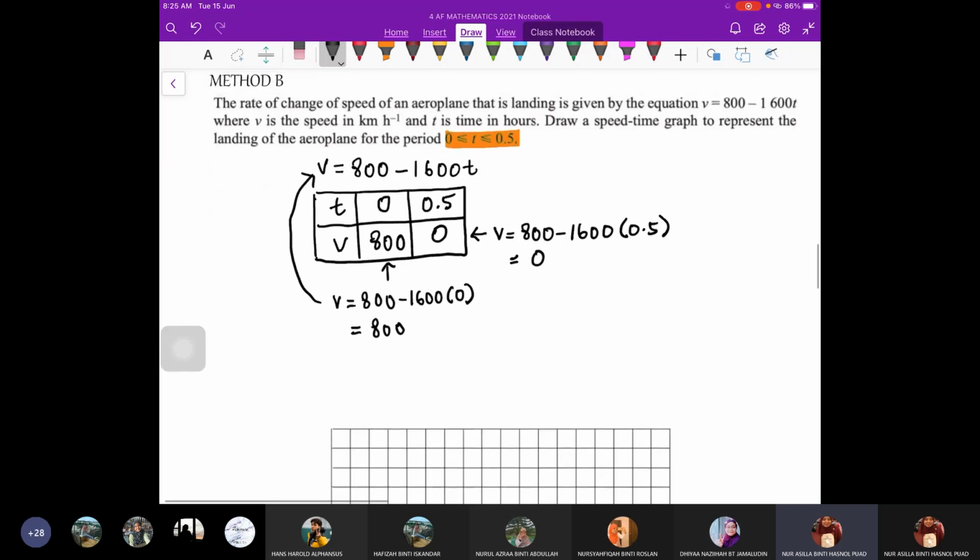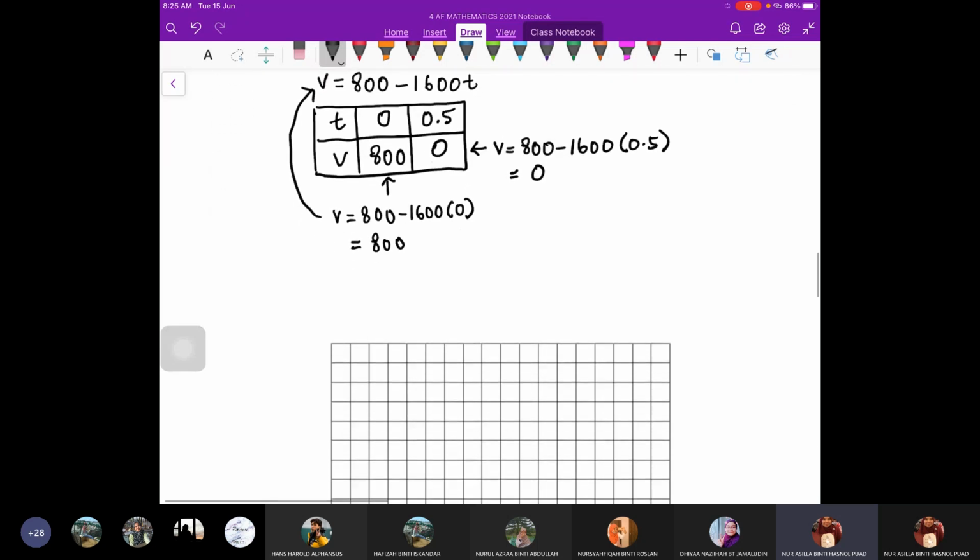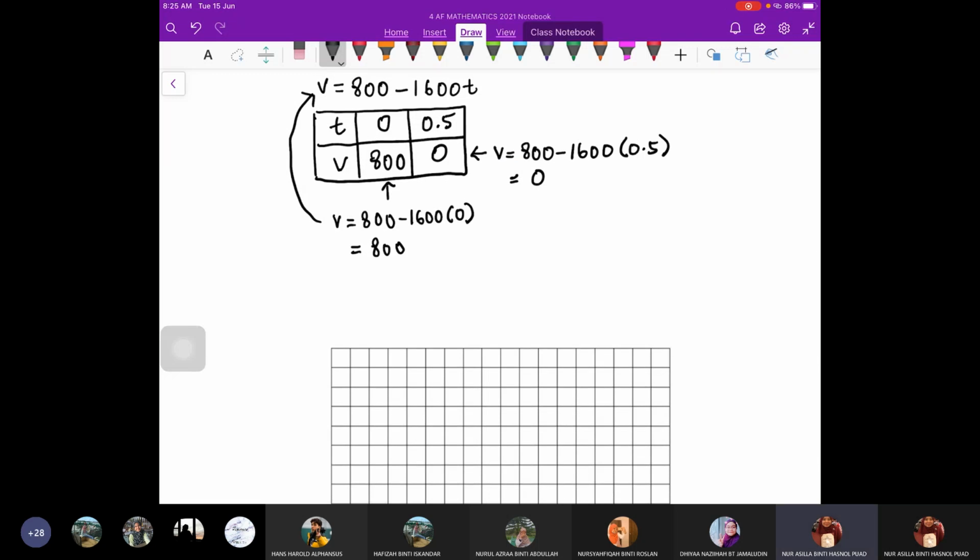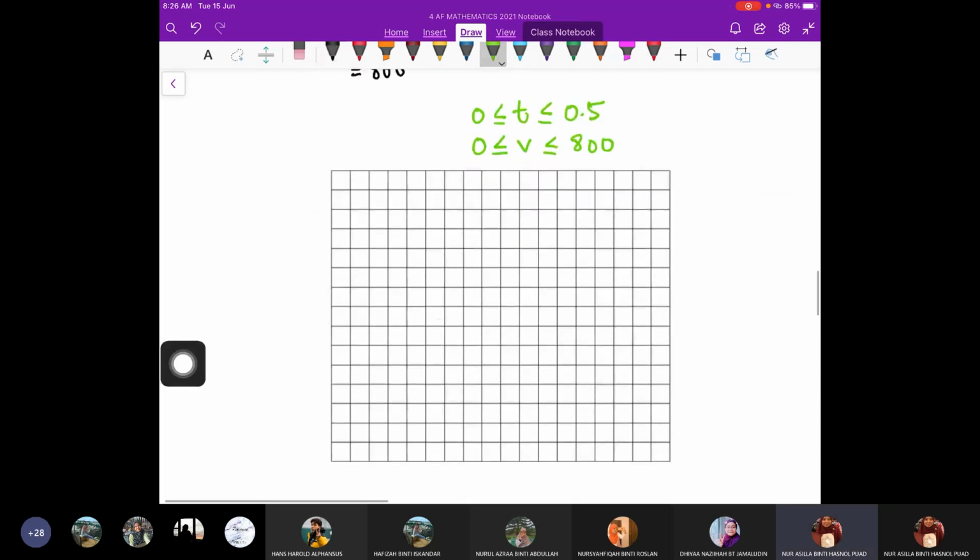You can use your graph. It's just that you have to create its scale. So T now is from 0 until 0.5. V after I calculated, my minimum is 0, my maximum is 800. You see from the table, I get it from the table. So now I have to decide how my scale actually is. Okay. That is our axis first.